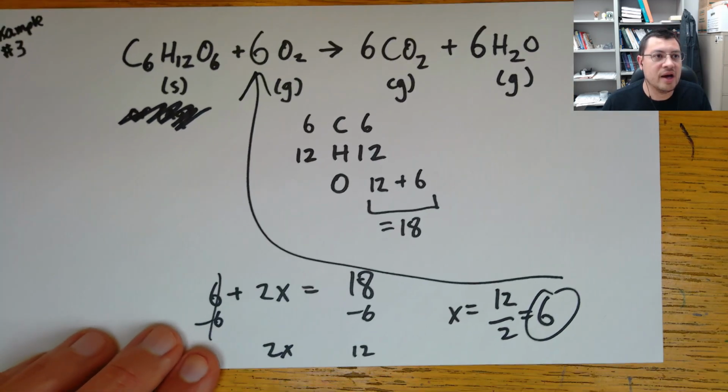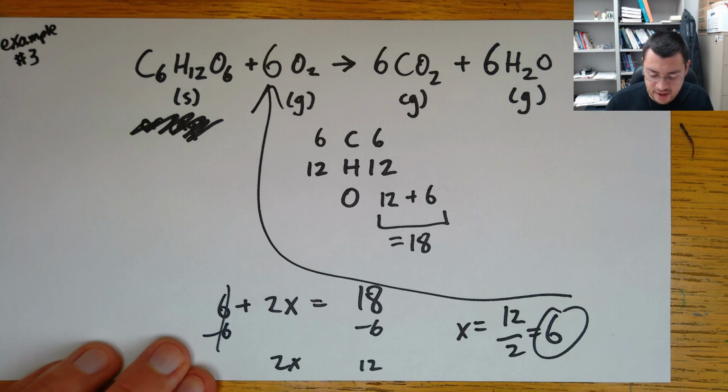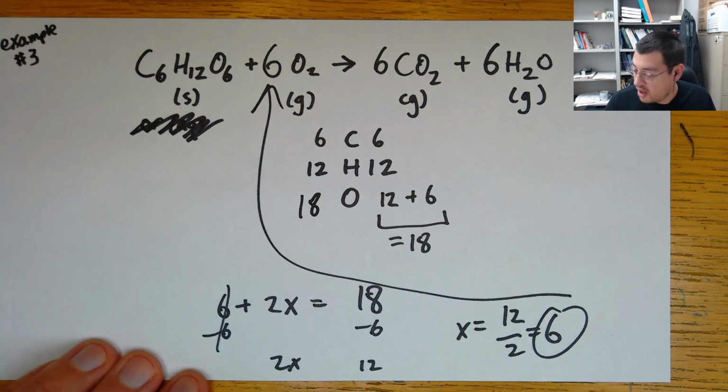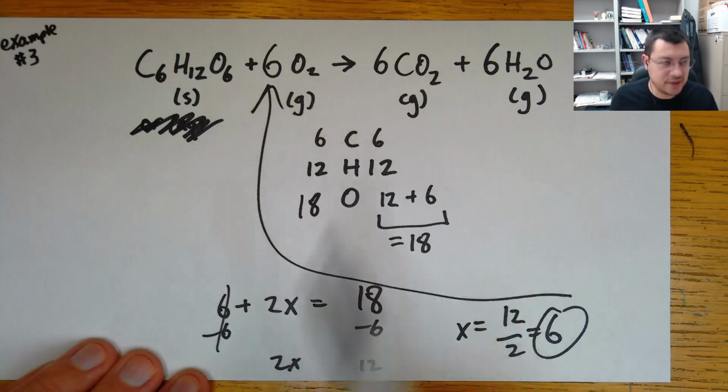All right. So there's your balanced equation for the burning of glucose. Some people consider this unlucky, so we'll just move on to the next problem quickly.